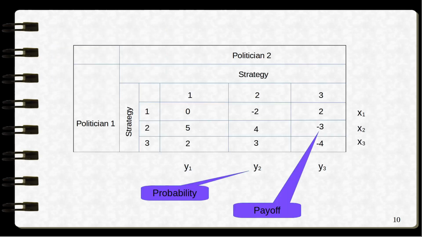So, let's say politician 1 gives probability values of x1, x2, and x3 to strategies number 1, 2, and 3, and politician 2 gives probability values of y1, y2, and y3 to strategies number 1, 2, and 3. Now, the entries in the table are known as the payoff. This is the payoff for politician 1, of course. And y1, y2, y3, x1, x2, x3 are known as the probabilities.